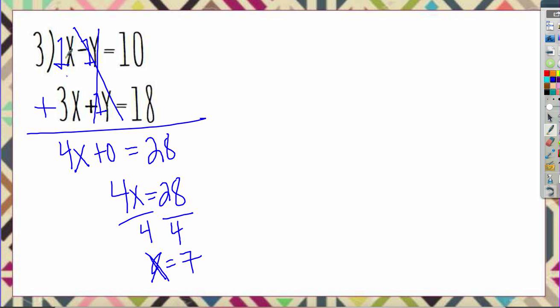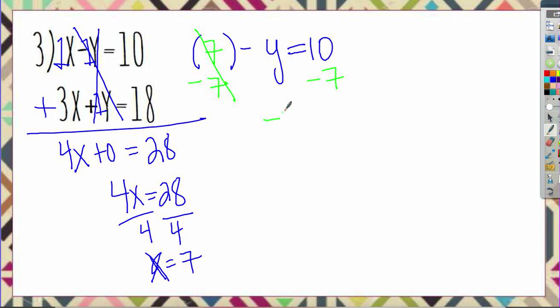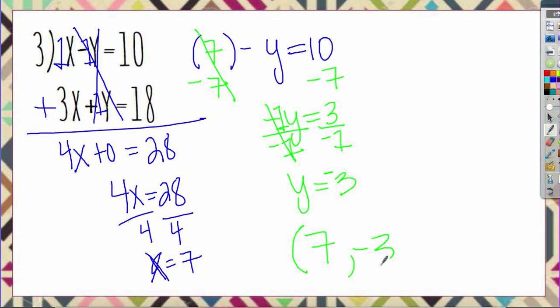Plug that back into either one of the equations. I'll use the top one. And if it was x minus y equals 10, we found out that x was 7. So I got 7 minus y equals 10. So when I minus 7 from both sides, I get negative y equals 3. And when I divide both sides by that negative 1 out front, a positive 3 divided by negative 1 tells me y is negative 3. And so my ordered pair, x going first, should be 7, negative 3. That was the answer to number 3.